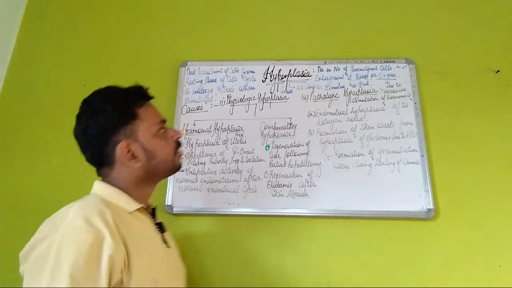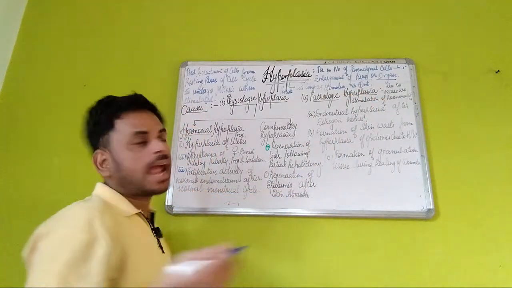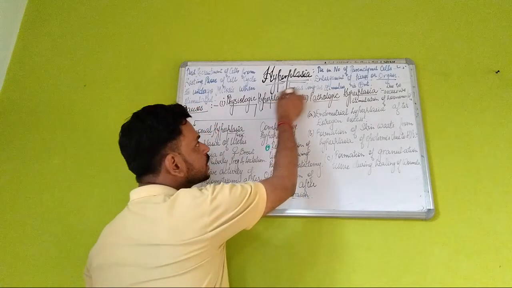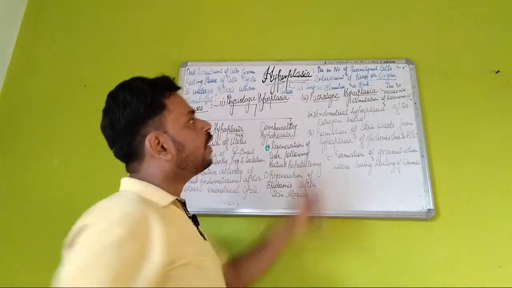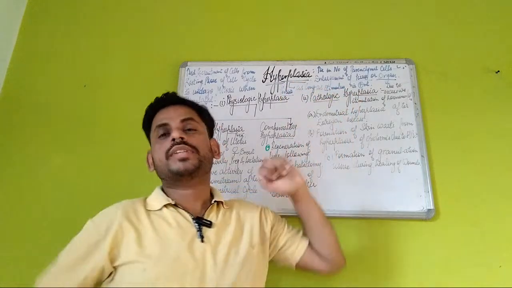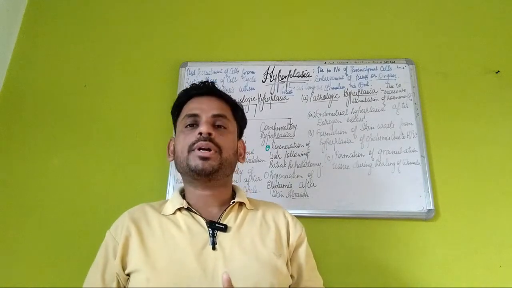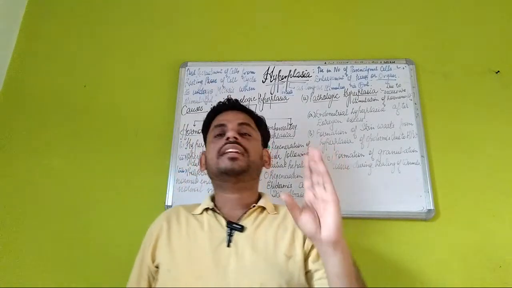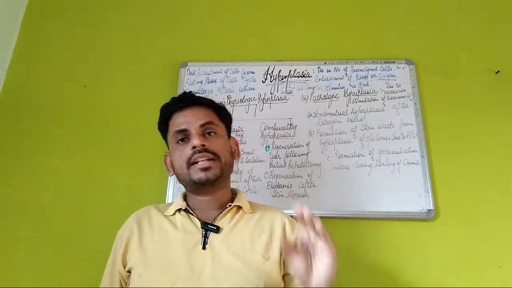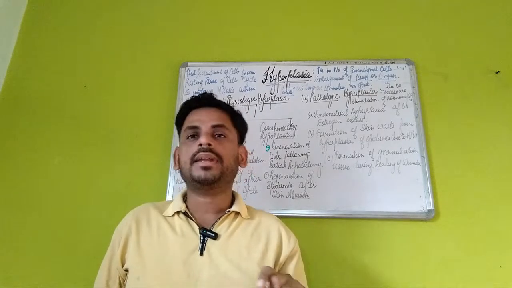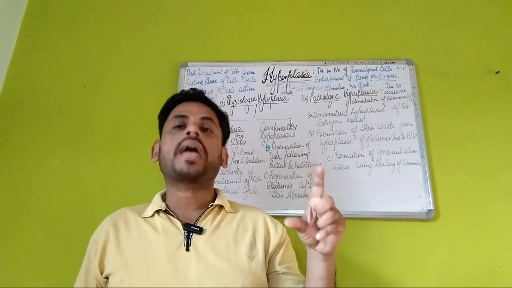So this is called hyperplasia, and one very important thing we need to remember is that hyperplasia is going to persist as long as the stimulus is present. There is another term called hypertrophy. In hypertrophy, the number of cells located in a particular organ or tissue is going to remain the same, but the cells are going to enlarge.